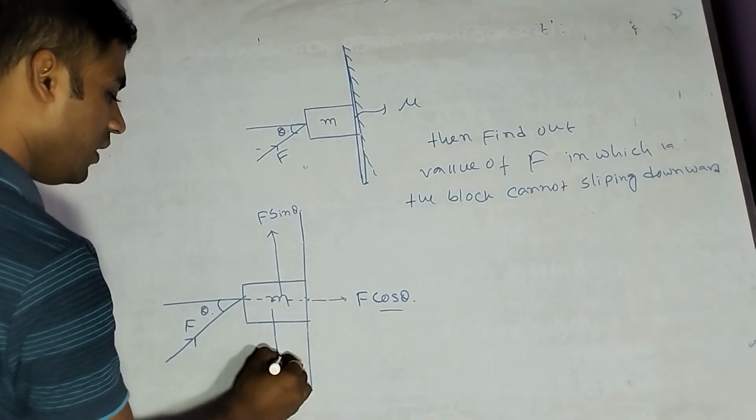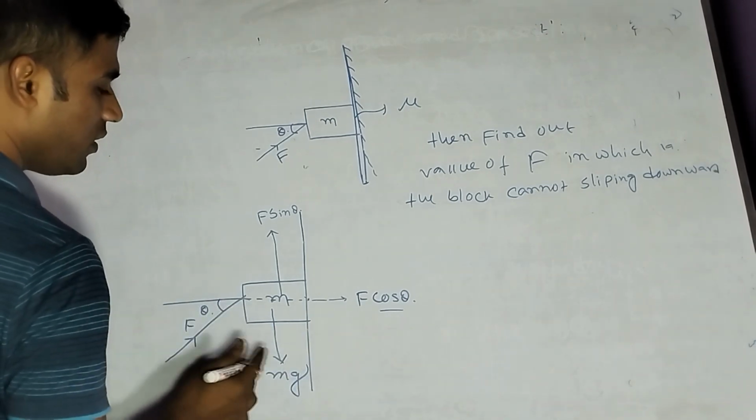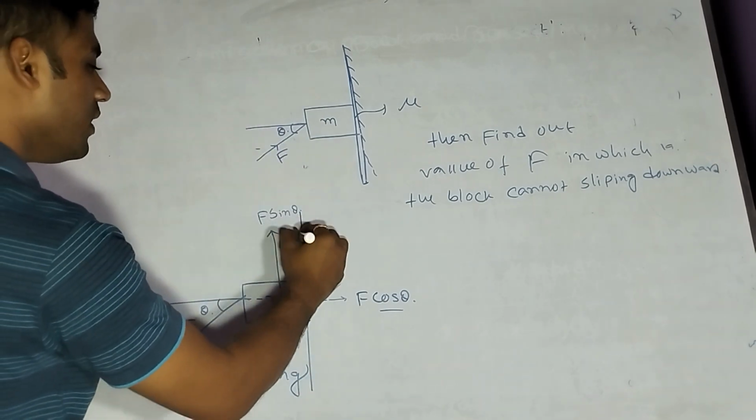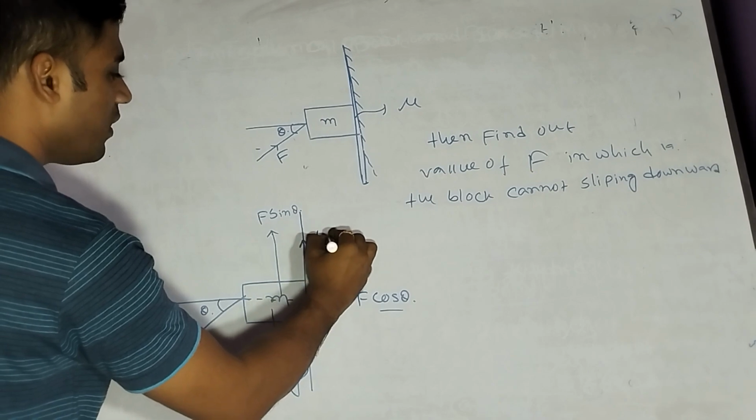And the weight of the body always acts downward. Weight of the body, that means mg, downward. And the friction force acts opposite to the direction of motion. The friction force is created in the opposite direction. This is the friction force, F limiting.